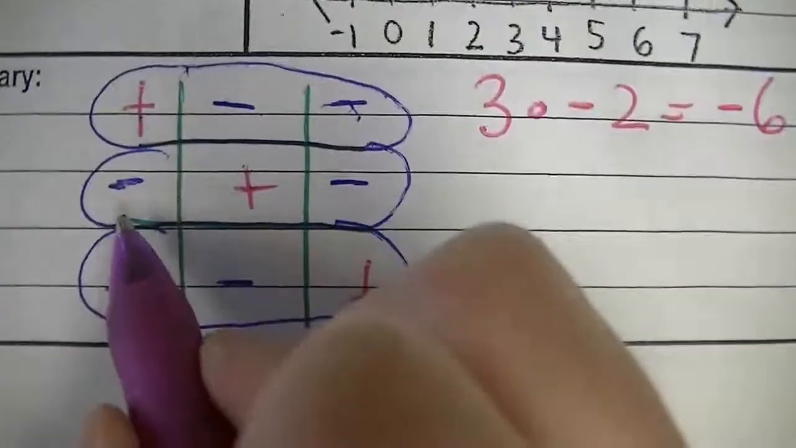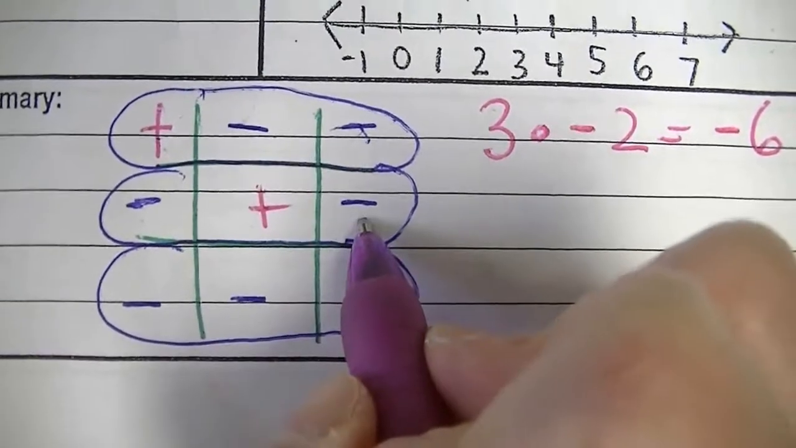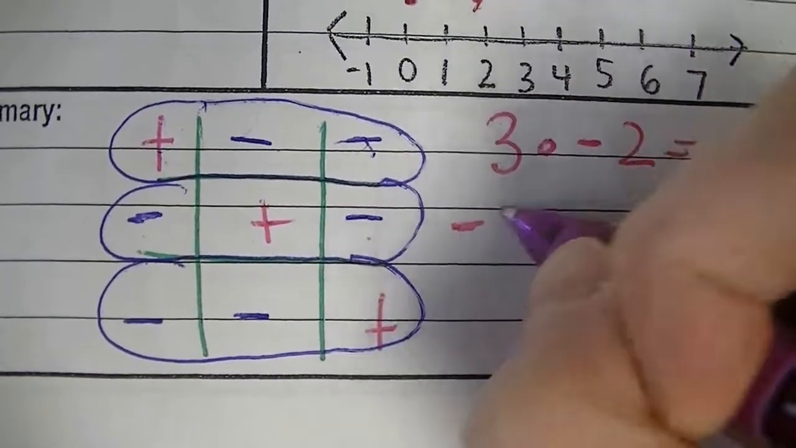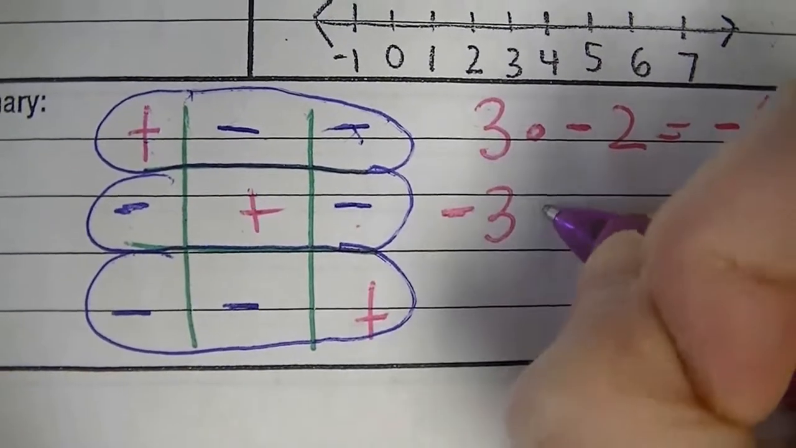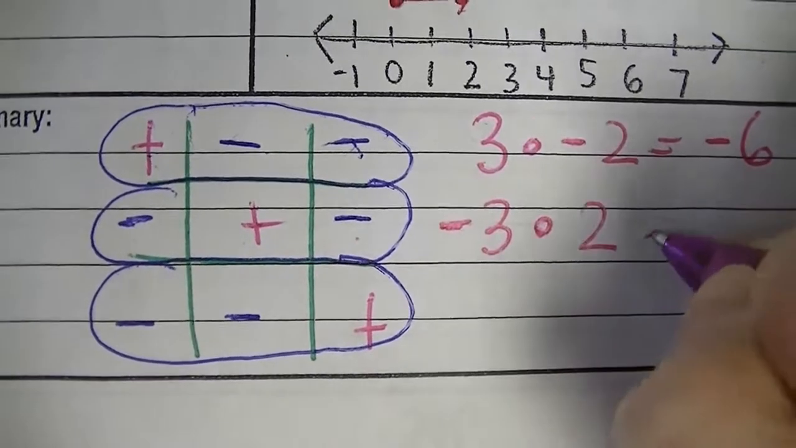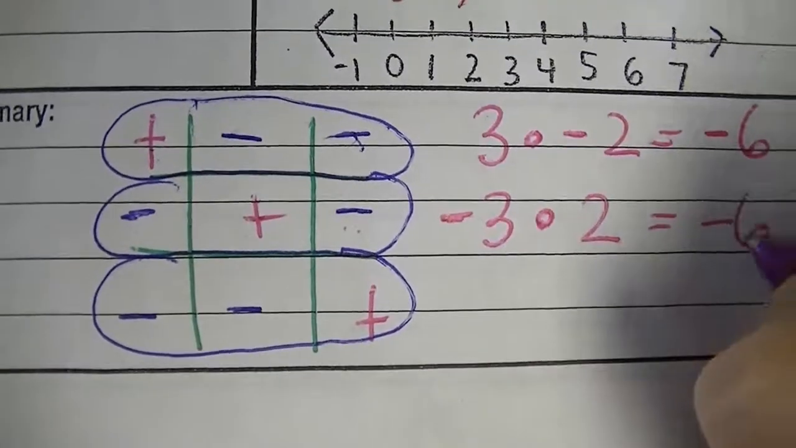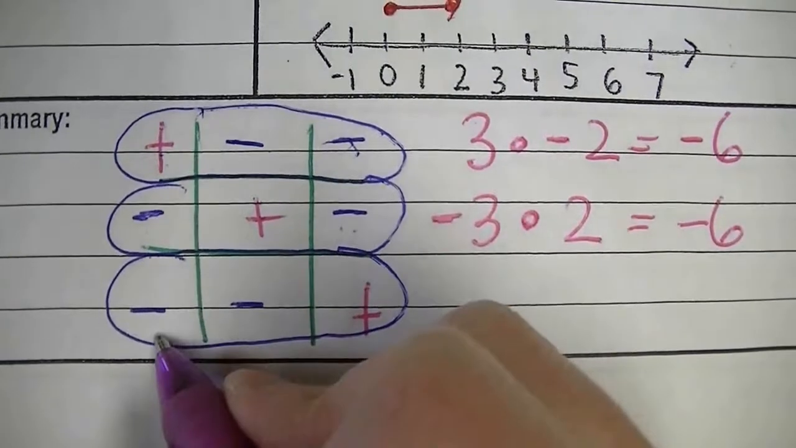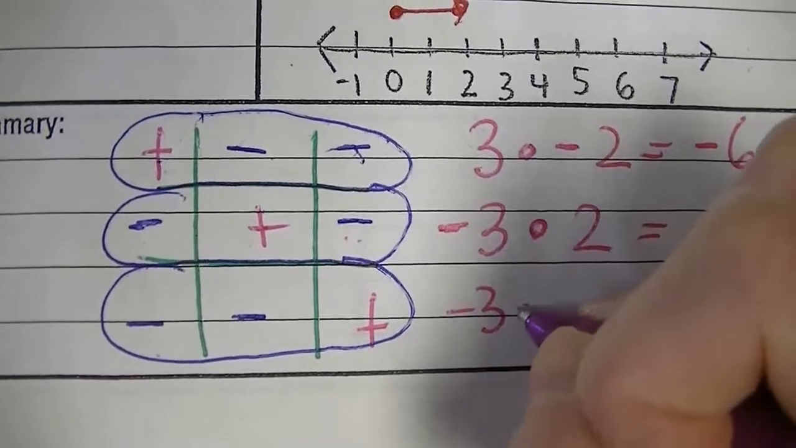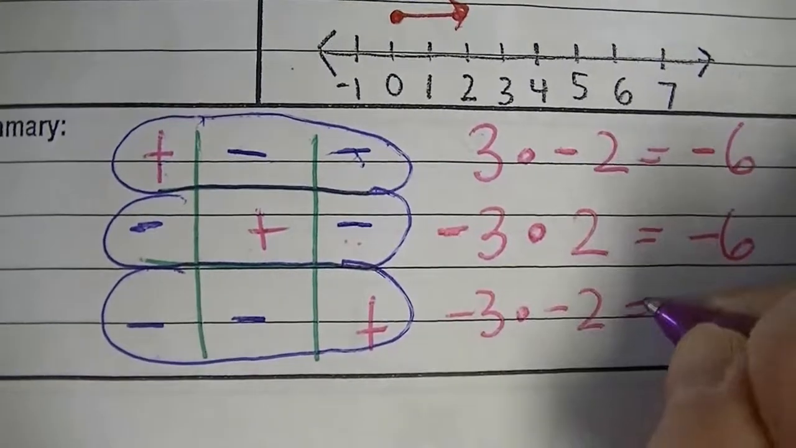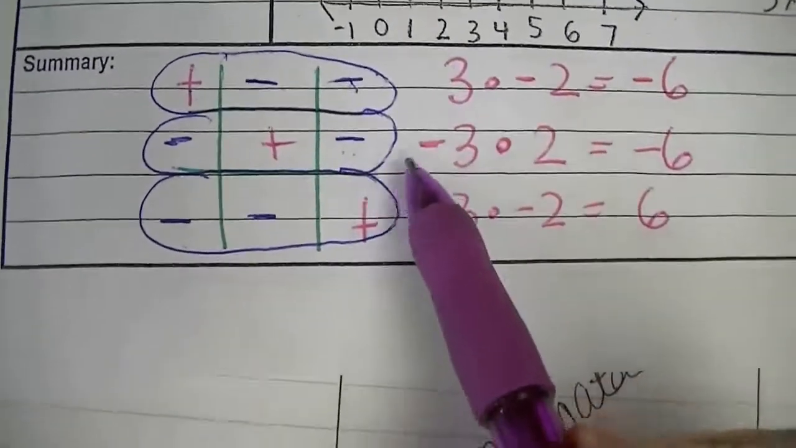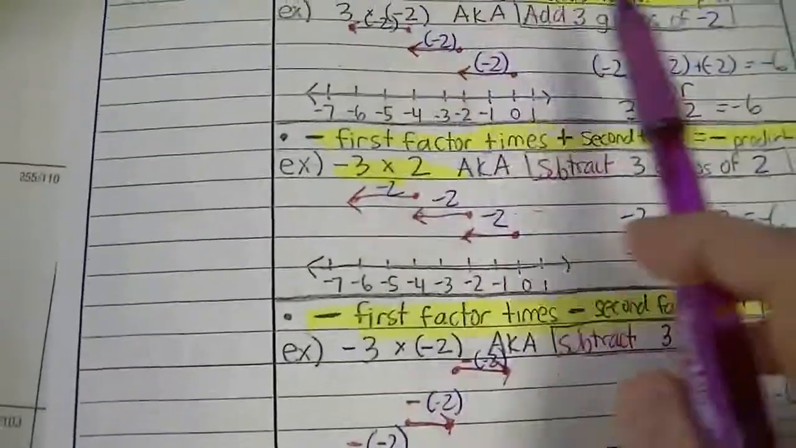Okay? This next row is negative times a positive will give me a negative answer. So if I had a negative 3 times a positive 2, my answer will be negative 6. Or if I had a negative 3 times a negative 2, my answer would be a positive 6. And these all match up with what I just showed you up here.